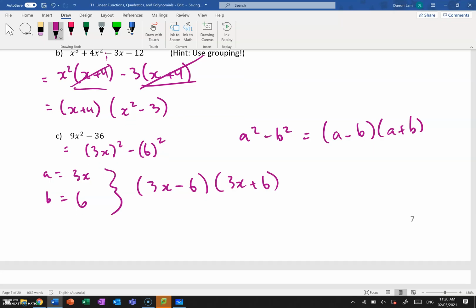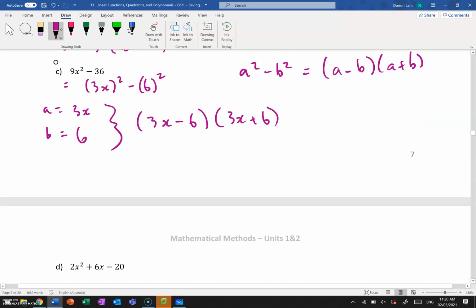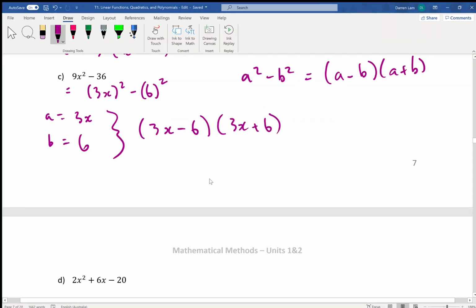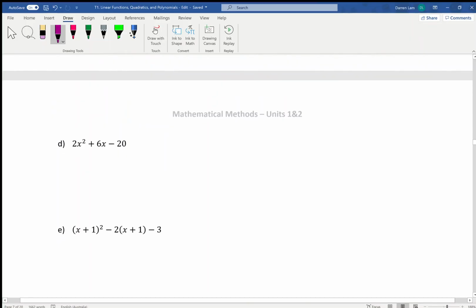We're going to move on to something called cross method. Do you guys need a little bit of time to copy that down? Yes. Yep, I'll give you guys time. Okay, so now we're looking at the method of cross method. Something that's a little bit confusing.